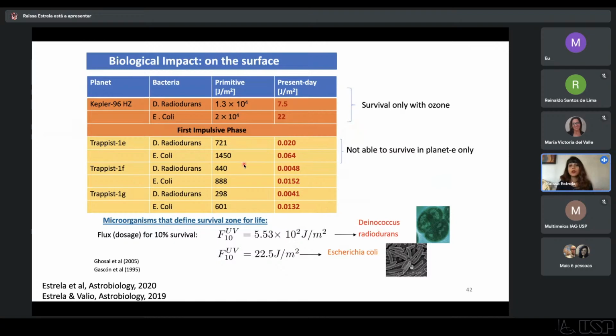And compared to the UV flux that arrives at the surface of each planet, we see that in the case of Kepler-96, this microorganism would need ozone, a present-day atmosphere with ozone, in order to survive. While in TRAPPIST-1, the UV level is not that high. It's less than in the solar analog. So these bacteria would be able to survive also in an atmosphere with ozone, but Deinococcus radiodurans could even survive in an atmosphere with no ozone. So the flux arriving at the surface of the planet is enough to even keep Deinococcus radiodurans alive in the TRAPPIST-1 habitable zone.